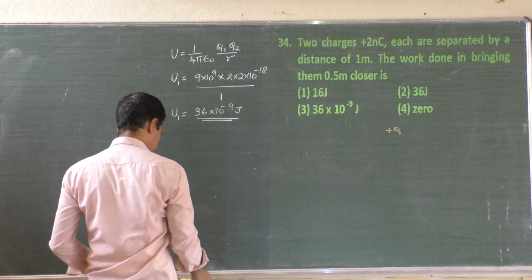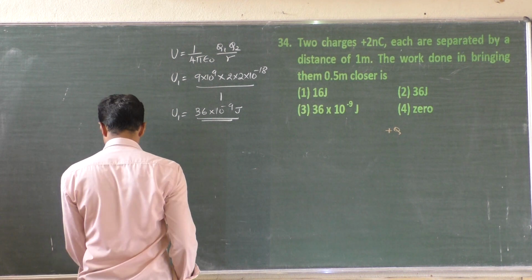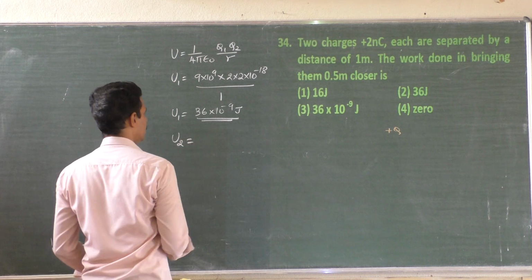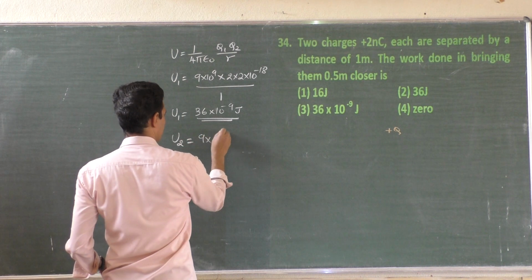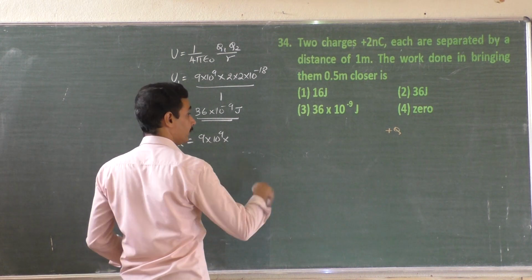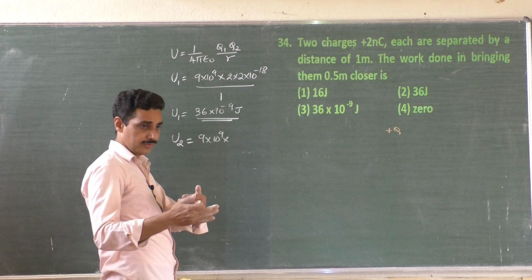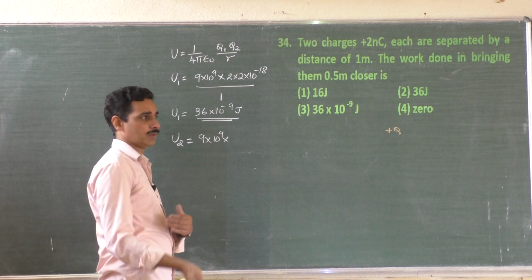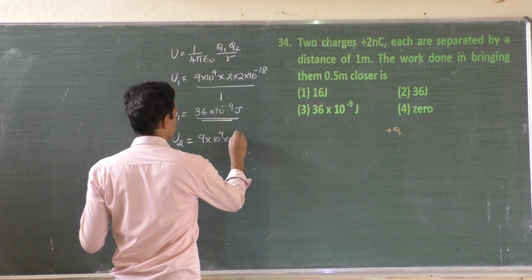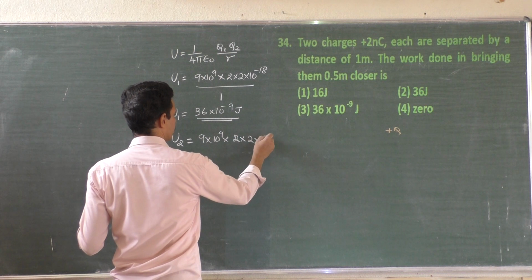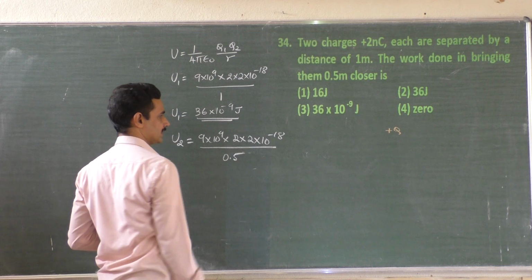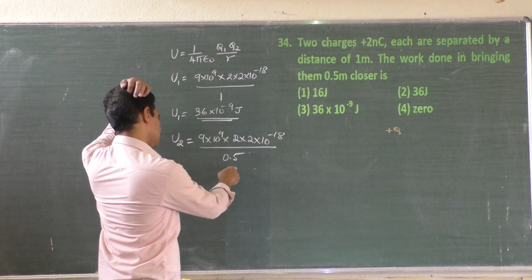What about the new potential energy, U2? New potential energy U2 is equal to, again 9 into 10 to the power 9. Bring them 0.5 meter closer. New distance is 1 minus 0.5. You are bringing 0.5 meter closer. The new distance is 1 minus 0.5. 9 into 10 to the power 9, that 2 into 2 into 10 to the power minus 18 divided by 0.5. New distance. So 0.5 is 1 by 2.